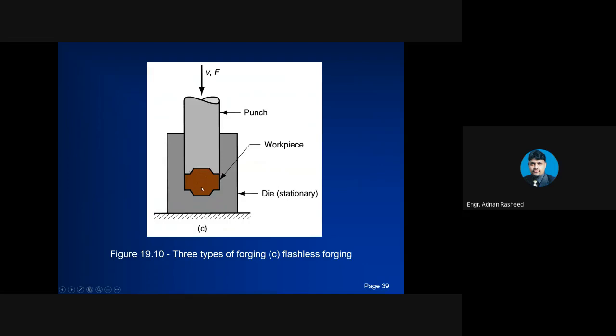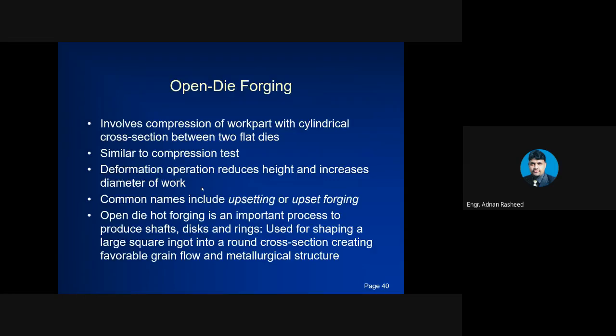So there is no flash in this example. Open die forging involves the compression of a work part with cylindrical cross section between two flat surfaces, similar to a compression test. The deformation operation reduces the height and increases the diameter of the work. Open die forging has two types: upsetting or upset forging.